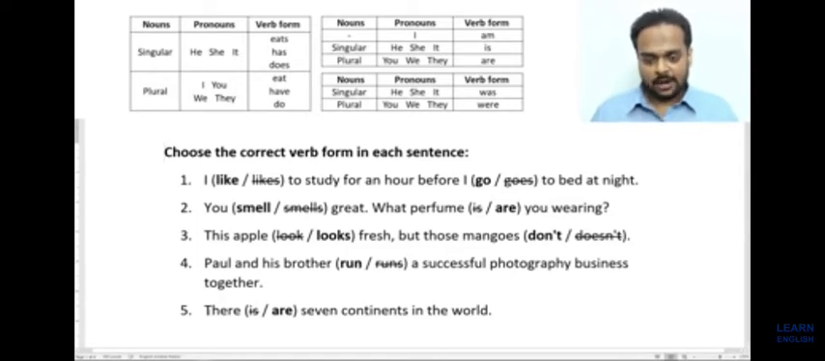And finally, number 5, there are 7 continents in the world. Here, the subject is not there. It's neither singular nor plural. There is just an adverb. The subject here is 7 continents. That's a plural. So there are 7 continents in the world.